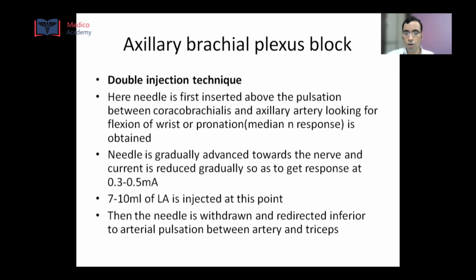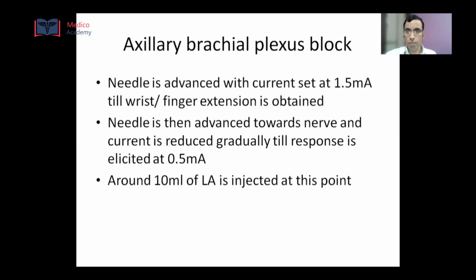The needle is then withdrawn and redirected inferior to the arterial pulsations between the axillary artery and the triceps. Initially, again, the current strength is kept at around 1 to 1.5 milliampere till the desired response in the form of extension of either wrist or fingers is obtained. The current strength is gradually decreased and needle is advanced very slowly till adequate response is achieved at around 0.5 milliampere. Again, at this point, 10 ml of local anesthetic is injected after negative aspiration of blood.